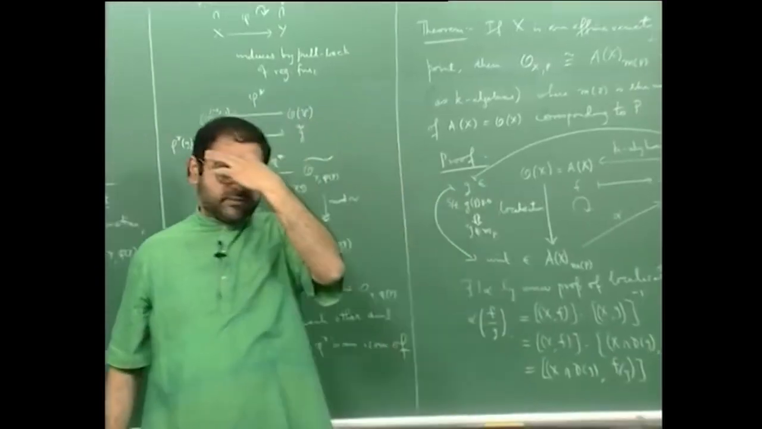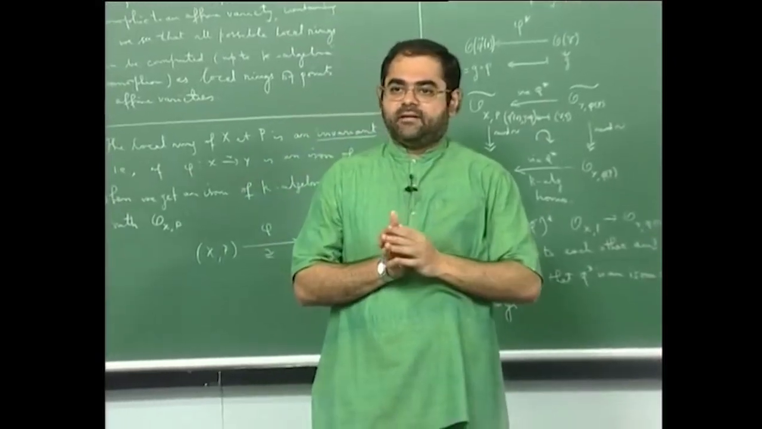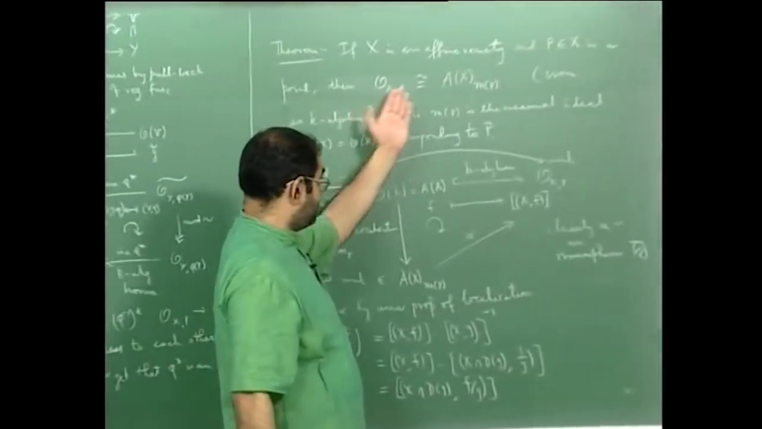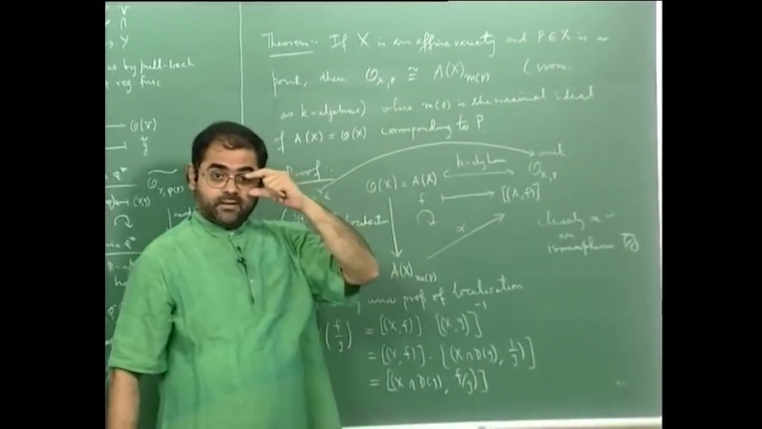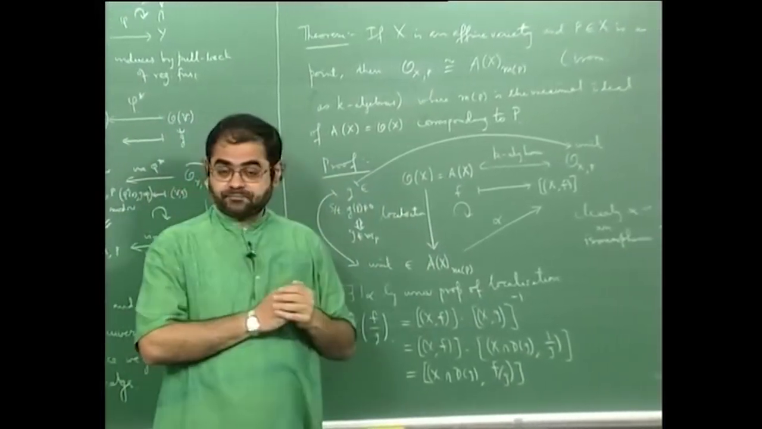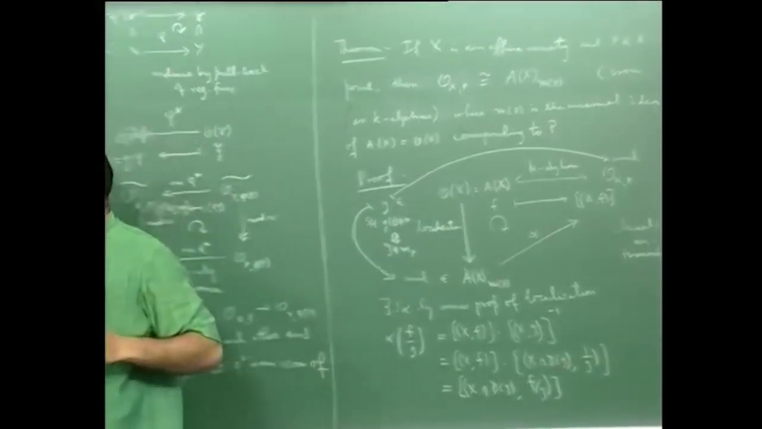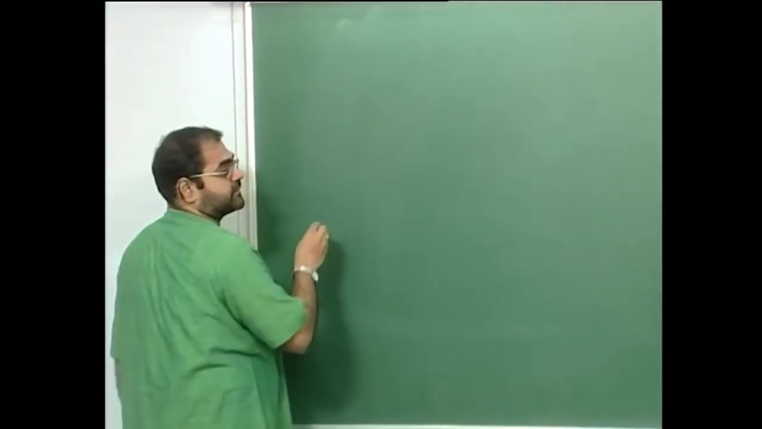Now I am going to try to do the same thing for a projective variety. Just as in the case of an affine variety, the local ring is given in terms of localization of the affine coordinate ring, in the case of a projective variety it will be given by a suitable localization of the projective or homogeneous coordinate ring of the projective variety. So let me state that. So here is the theorem.